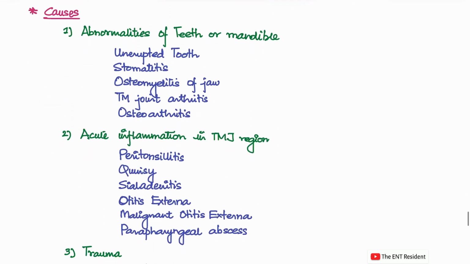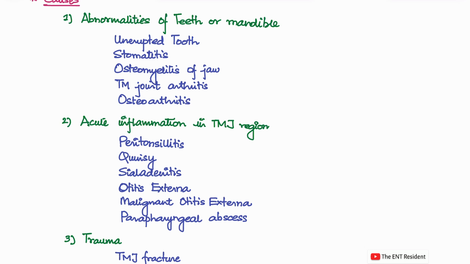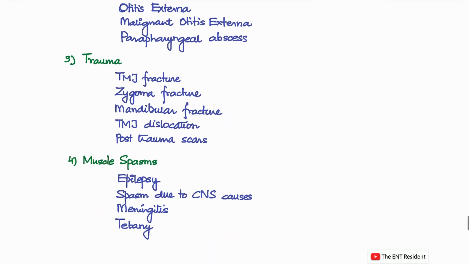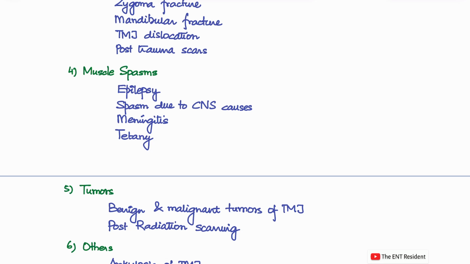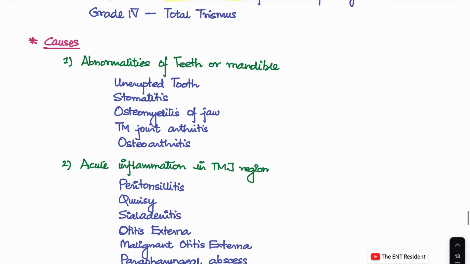It could be because of abnormalities of teeth or mandible, acute inflammation in the TMJ region, trauma, muscle spasms, tumors, and miscellaneous causes. So, abnormalities of teeth or mandible could be like unerupted tooth, stomatitis, osteomyelitis of the jaw, osteoarthritis. Acute inflammation could be abscesses like peritonsillar abscess or peritonsillitis, sialadenitis, otitis externa, malignant otitis externa.